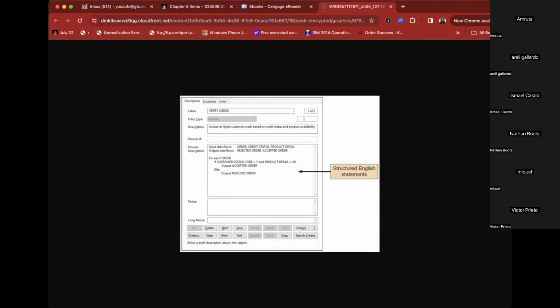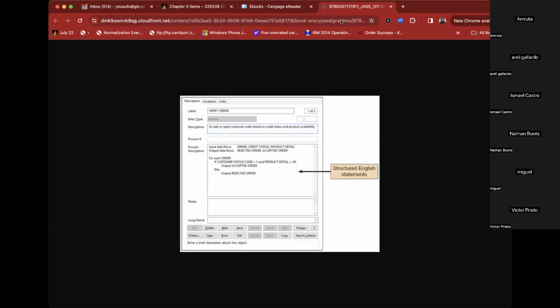You will never write a pseudocode like this. Pseudocode will never have a variable with spaces in the name. Accepted status code equals to, and you will never write a letter without single quotes or double quotes in pseudocode, because pseudocode is very close to programming, but this is not. Here, everything is English, but structured like a program logic. Output accepted order. You will never write it like that in a pseudocode. You will always put order, accepted order in double quotes, or rejected order in double quotes.